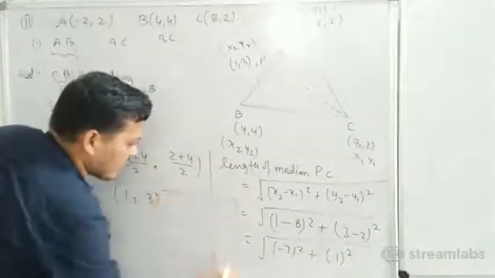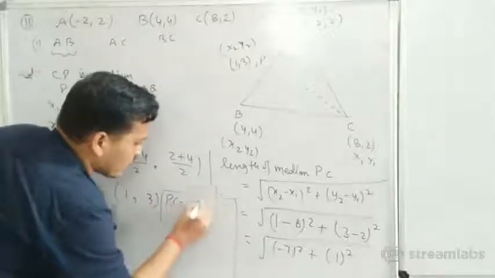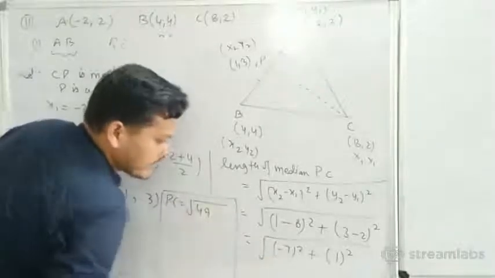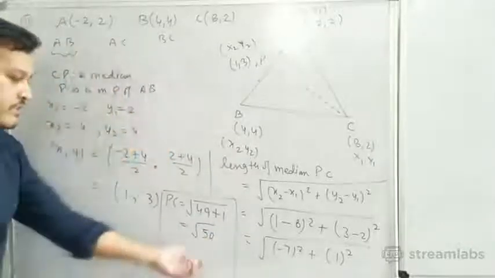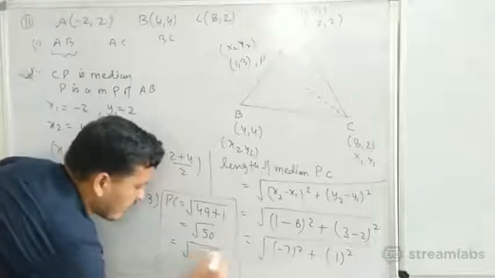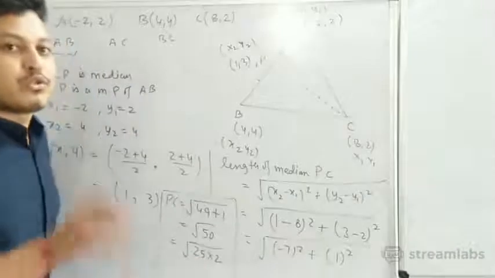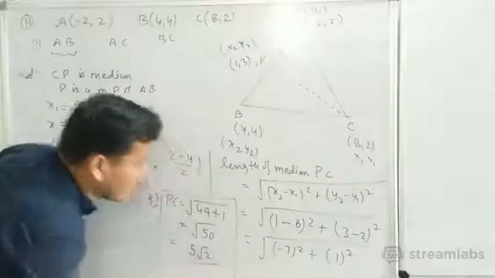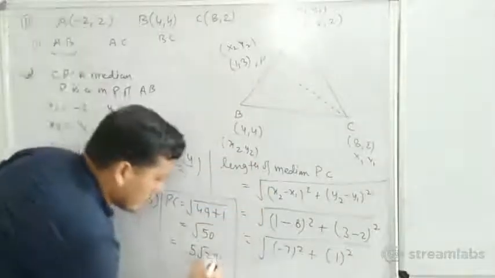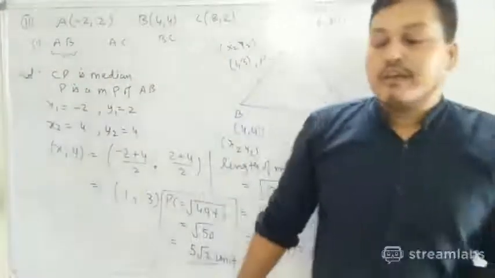So what will be our answer of this question? The answer is the length of PC. The length of PC is equal to root of 49 plus 1, so 49 and 1, root 50. You can simplify it. Can we write this as 25 into 2? So 25 comes out of the root as 5. So 5 root 2 is the answer. The length is 5 root 2 unit. Because no specific unit is given in the question, we can write 5 root 2 unit. So this is the first part.